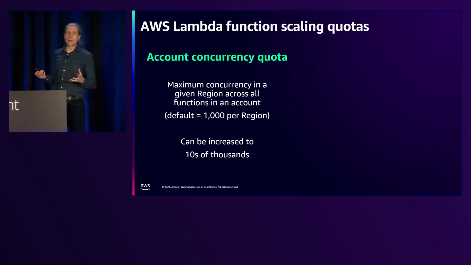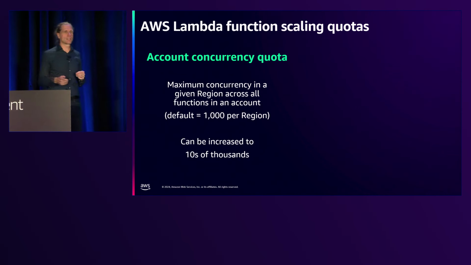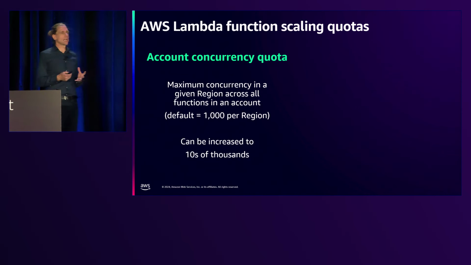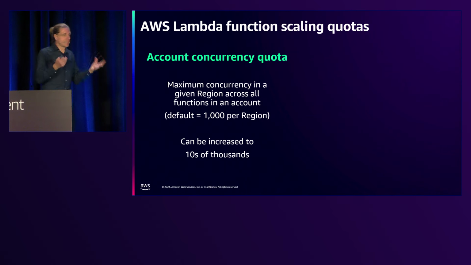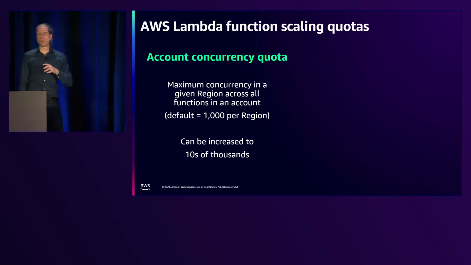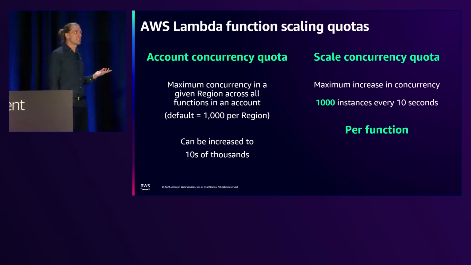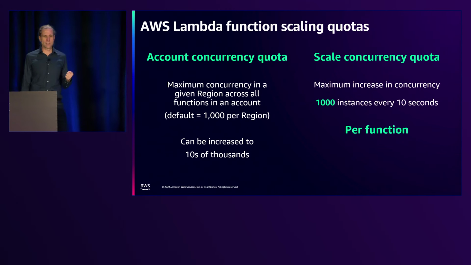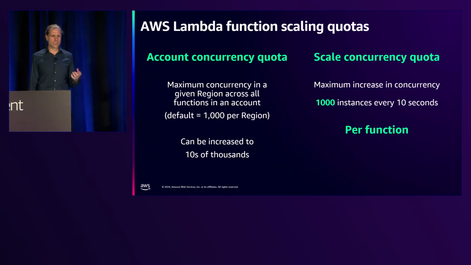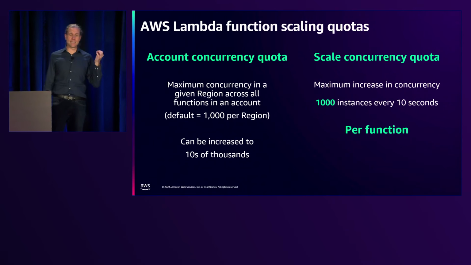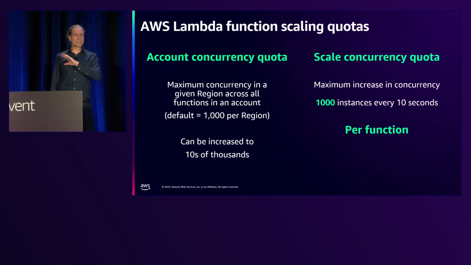So the account concurrency quota is the maximum for all functions within a particular region, and this is shared between all functions. It defaults at 1,000, but this can be raised even to tens of thousands. It can be a huge amount. And then last year, we actually changed the scaling model for individual functions, so it's much faster and for all functions. You now have a maximum increase in concurrency of 1,000 for every 10 seconds. And essentially, I think this is incredible.